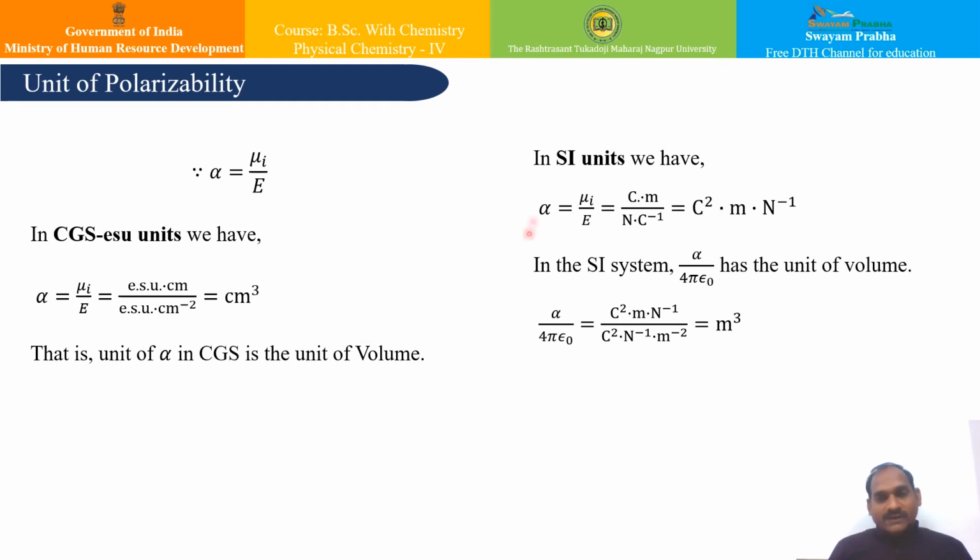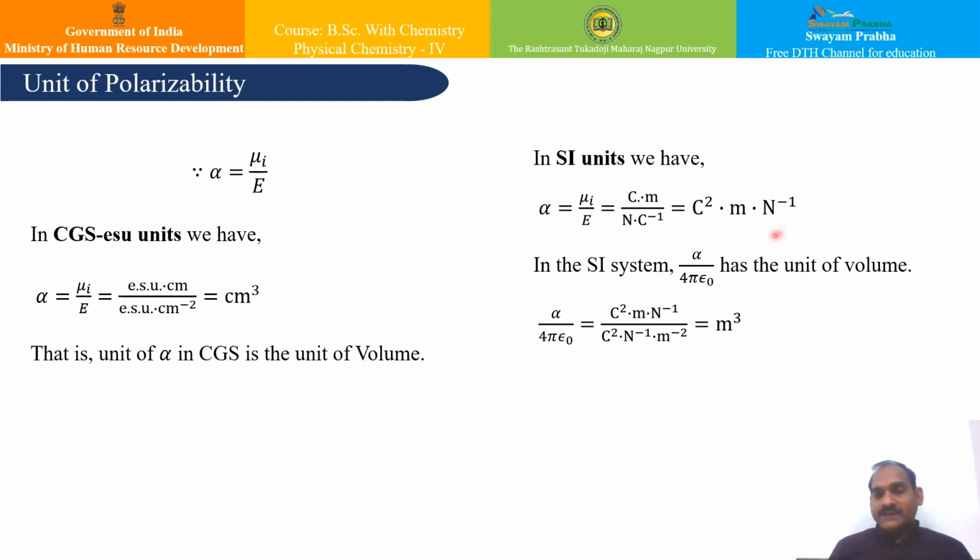However, if you try to look at it in SI units, we have the polarizability equal to mu I upon E. So now in SI units, this induced dipole moment is given in coulomb meter, and this field is in Newton per coulomb. So the overall unit is coulomb square meter per Newton.